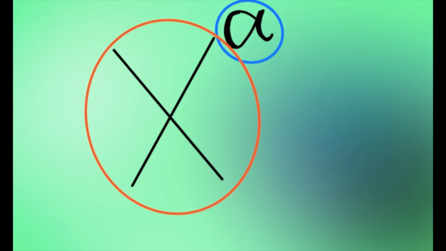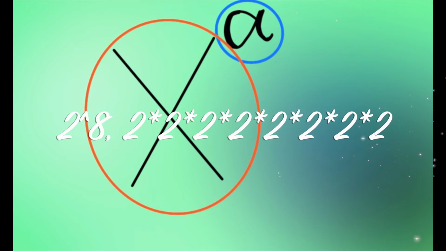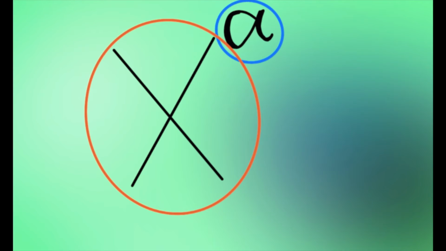Let's use another example, but with a number instead of a variable in the base position. This example is 2 to the 8th power. Let's expand. 2 times 2 times 2 times 2 times 2 times 2 times 2 times 2, which equals 256.